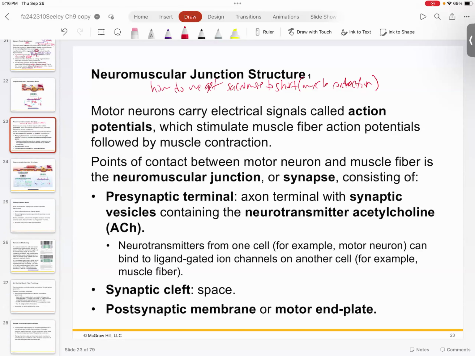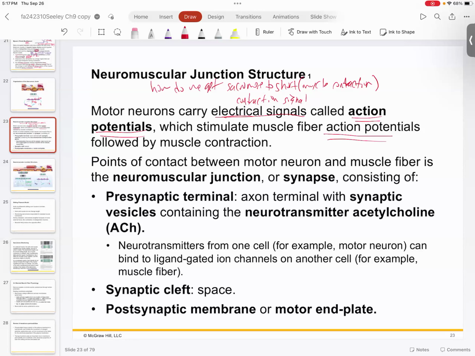The first thing we need to do is take a look at the motor neurons, right? Essentially the motor neurons are responsible for carrying the electrical signal. This, by the way, if you're a muscle, is the contraction signal. This is what's going to stimulate you to contract. The signal is carried by what's called an action potential. We'll talk more about that in the neurophysiology chapter, chapter 11. This will stimulate the muscle fibers, which will then relay their own action potentials until ultimately that terminates in shortening of the sarcomere.